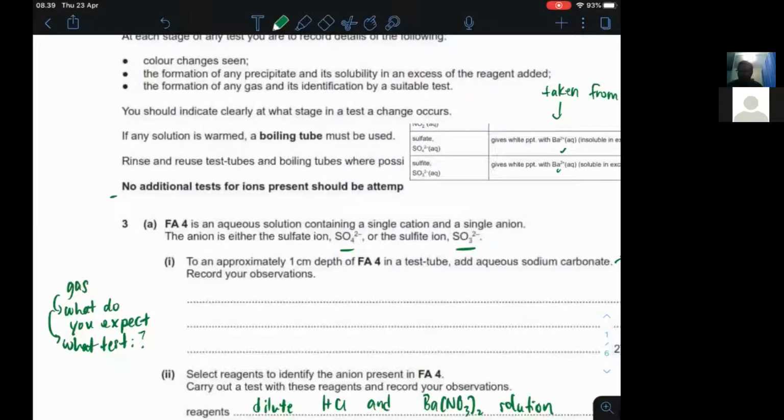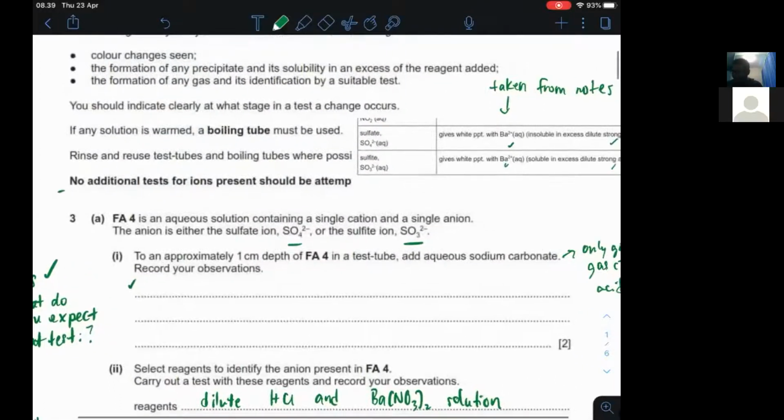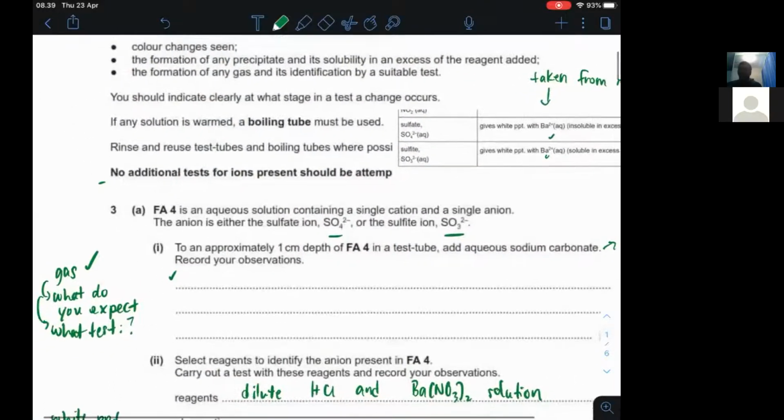Let's say you saw gas being released. How do you write your observation over here, Kenneth? How do you write it? You did see gas, so Kenneth, hurry up, let's not waste time. Unmute your microphone, Kenneth.